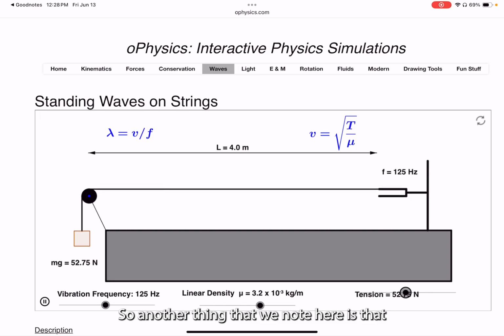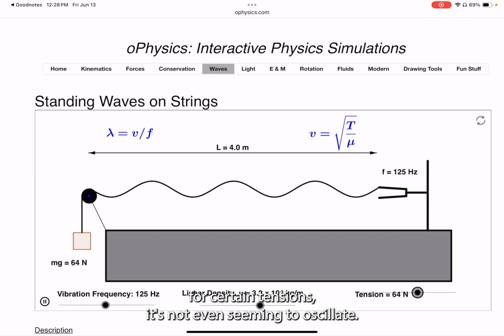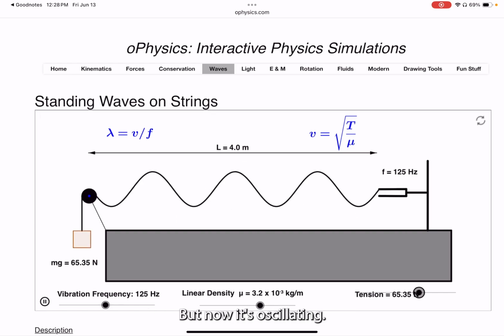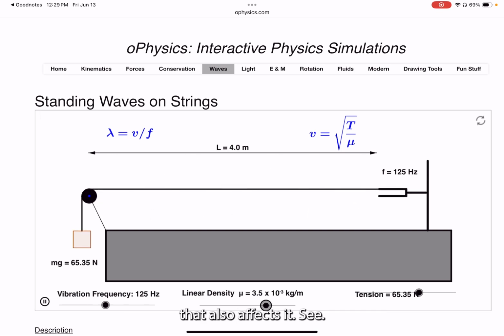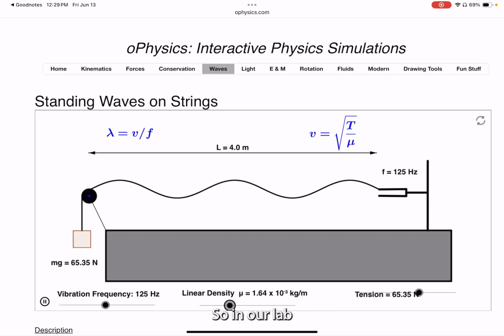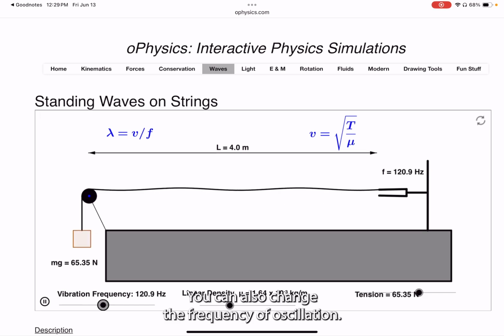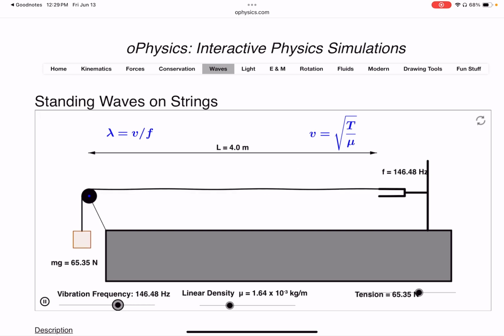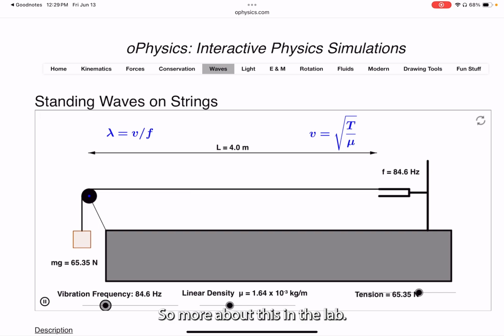So another thing that you note here is that for certain tensions, it's not even seeming to oscillate. See that? But now it's oscillating. And also, if you change the linear density, that also affects it. See? So in a lab, you look at how these factors affect the frequency. You can also change the frequency of oscillation, but you see, it's not responding to all frequencies either. So more about this in the lab. You're going to look at this carefully in the lab. So you will get it right there.